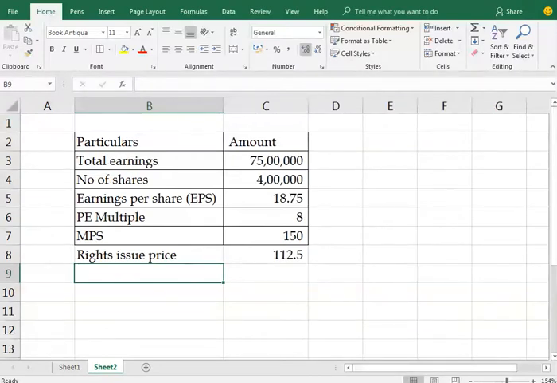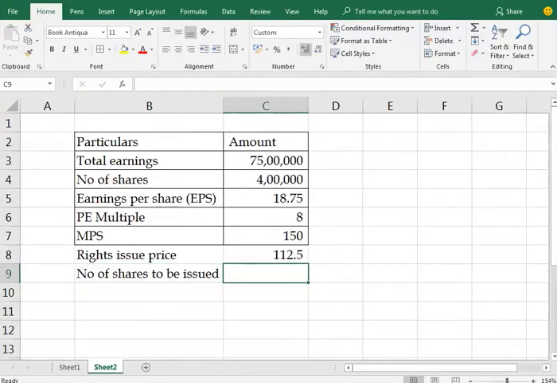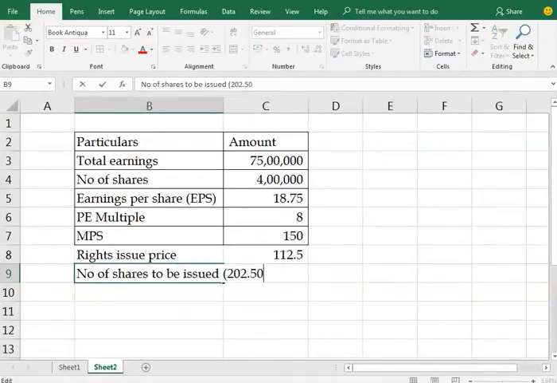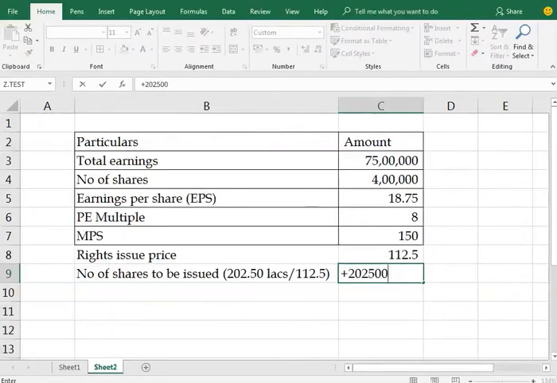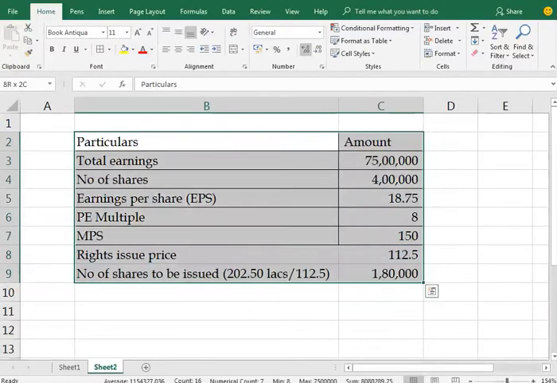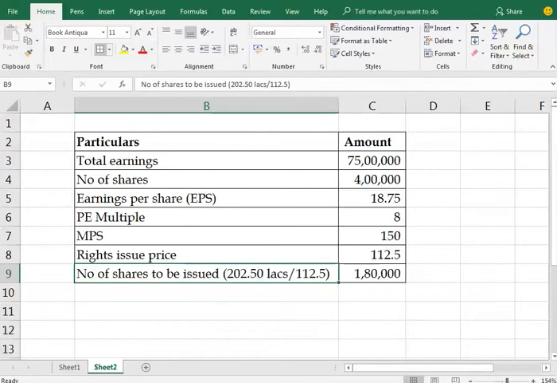Any doubts on the rights issue price? Number of shares to be issued: whatever money you want to raise, money to be raised, divided by 112.5. Any doubts in this? Clear?